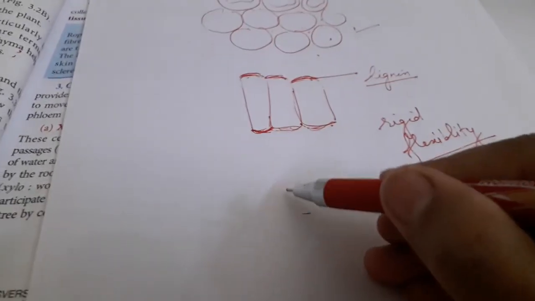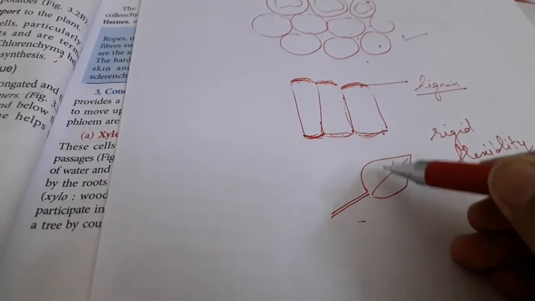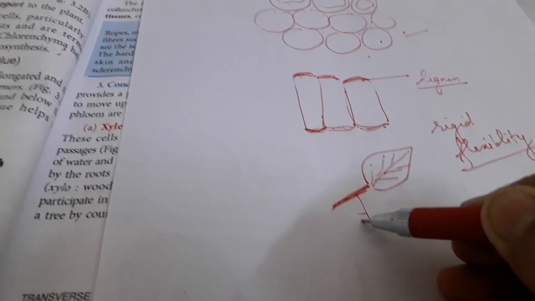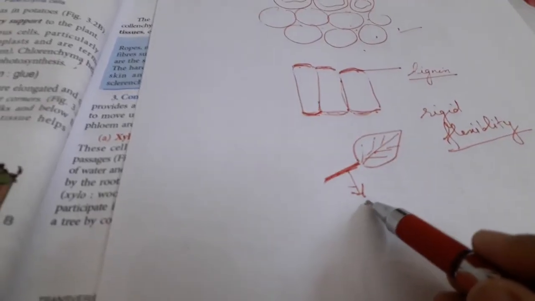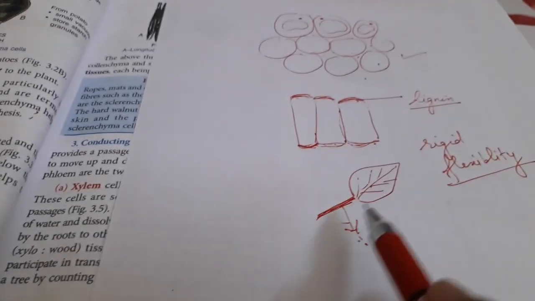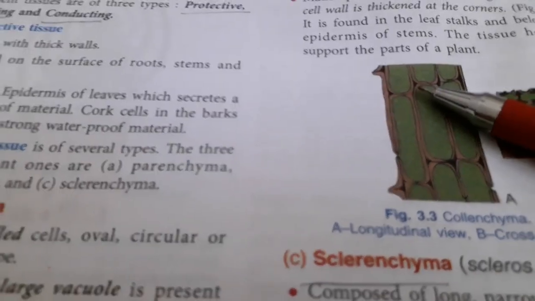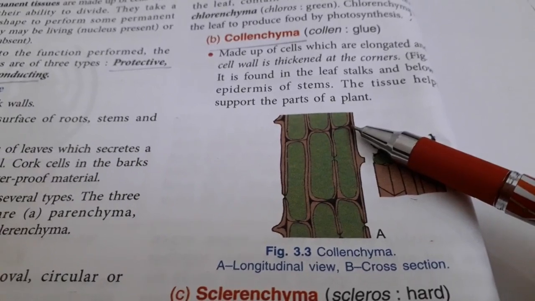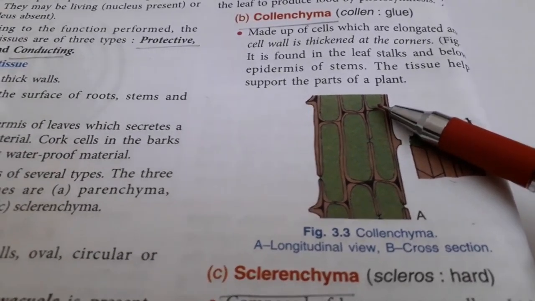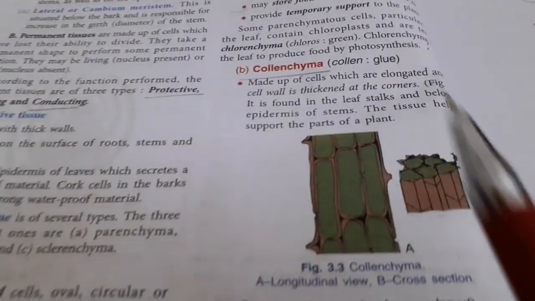For example, the stalk of the leaf. This is the stalk of the leaf and this is the leaf structure. This stalk, the petiole, is made up of Collenchyma cells, and it is hard also, and it can move up and down. It is a little flexible also. You can refer to the diagram in your book. These are Collenchyma cells as they have shown. These are the depositions of lignin, and that's why the cell wall is thickened at the corners because of the deposition of some chemical substances. It is found in leaf stalks and below the epidermis of the stems.